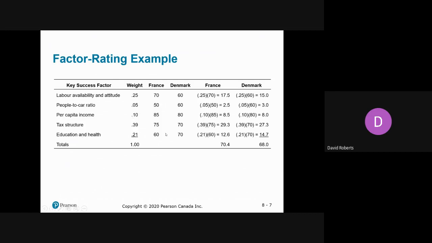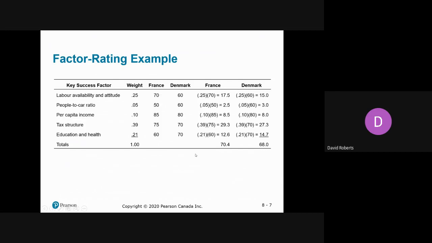You'll even be given the scores, and you simply have to calculate. So you multiply the weight times the score, and you do that for all 5 factors, and you can see a slight preference for France over Denmark. The higher score is better.